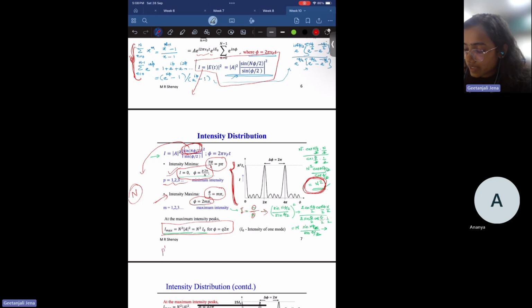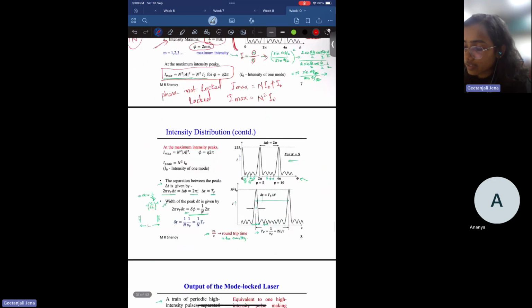So if you recall, when the phase is not locked, I max is n times I0 plus I0. But when phase is locked, you can see how much higher the intensity can get. It is n square times I0. So by taking a phase locking system, you can see the intensity varies in a pulsed manner.